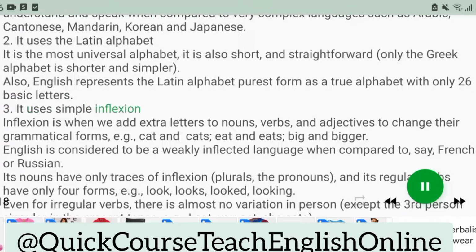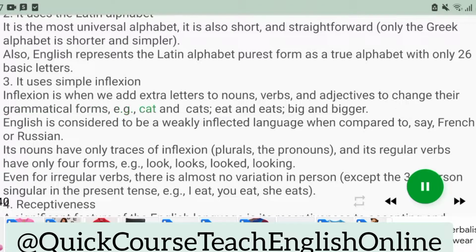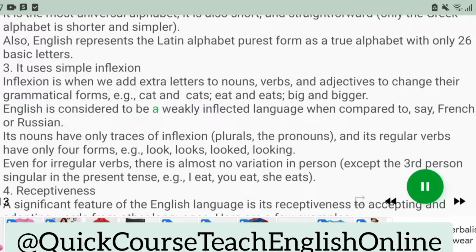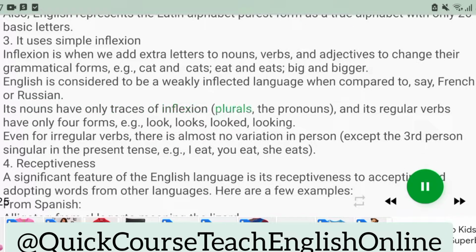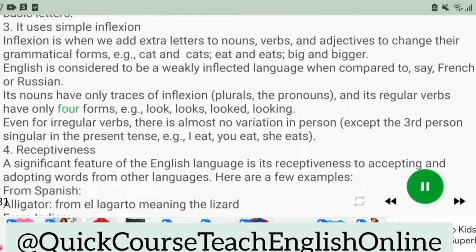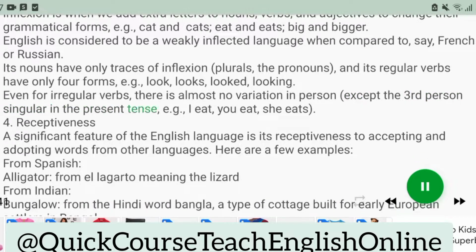3. It uses simple inflection. Inflection is when we add extra letters to nouns, verbs, and adjectives to change their grammatical forms, e.g., cat and cats, eat and eats, big and bigger. English is considered to be a weakly inflected language when compared to, say, French or Russian. Its nouns have only traces of inflection in plurals, and its pronouns and regular verbs have only 4 forms, e.g., look, looks, looked, looking. Even for irregular verbs, there is almost no variation in person except the third person singular in the present tense, e.g., I eat, you eat, she eats.